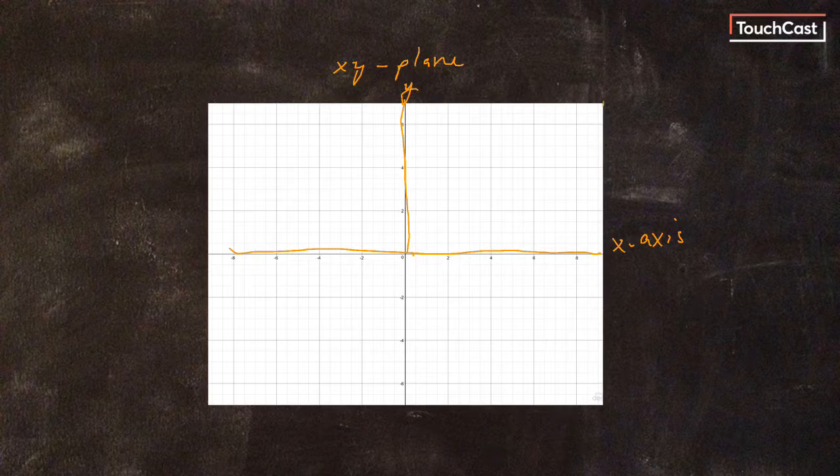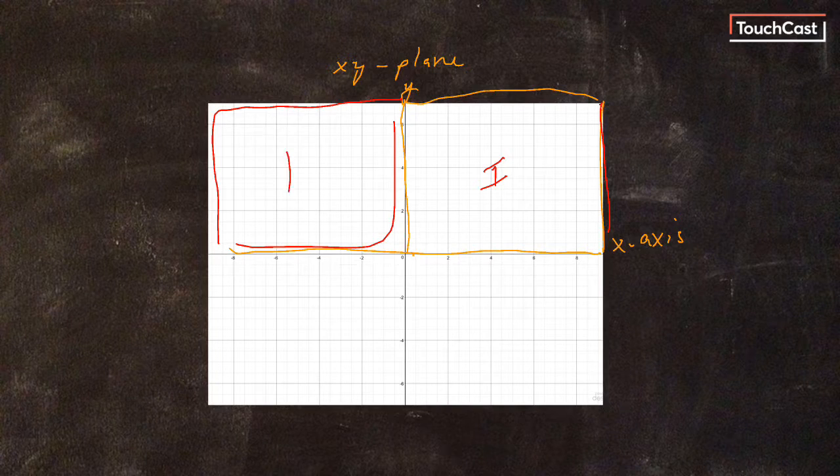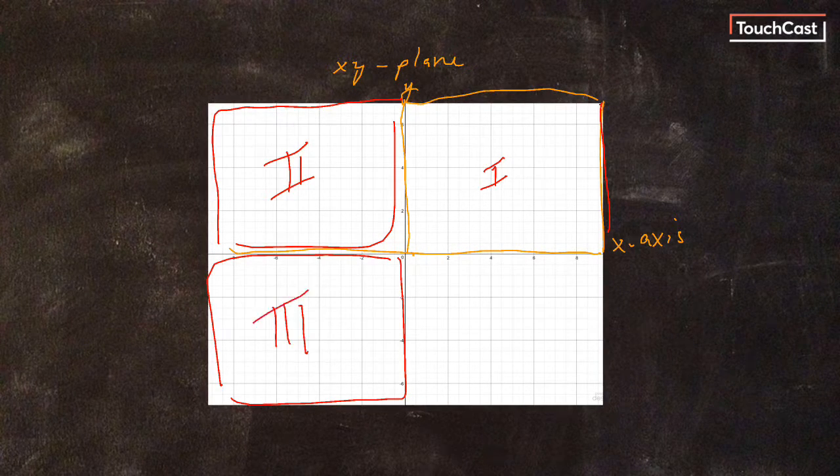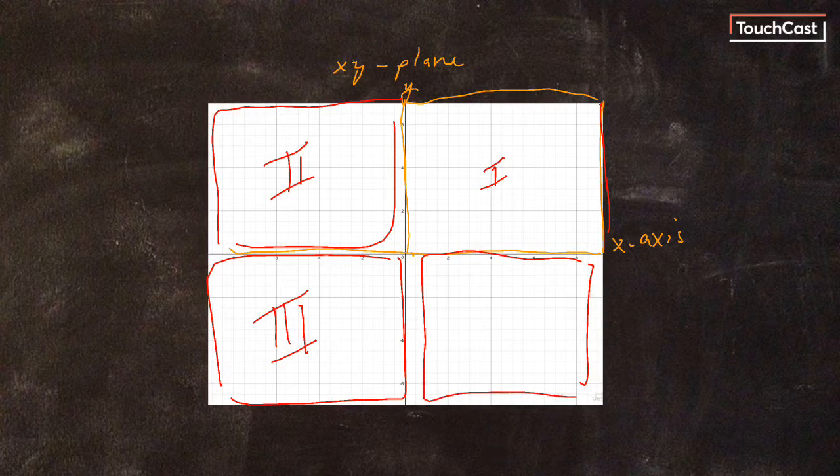And each of these boxes is what they call a quadrant. So this box here is quadrant 1. This box is quadrant 2, quadrant 3, and lastly quadrant 4.